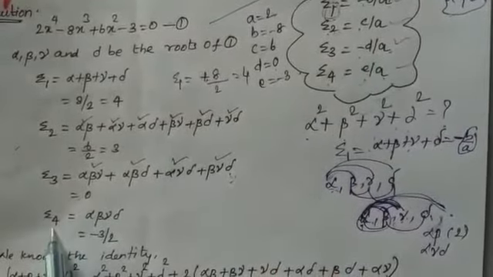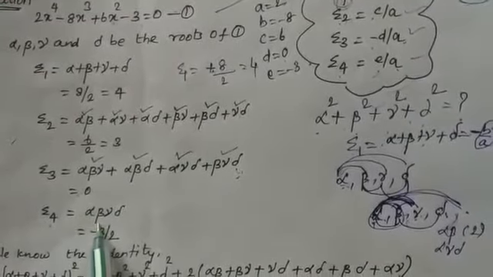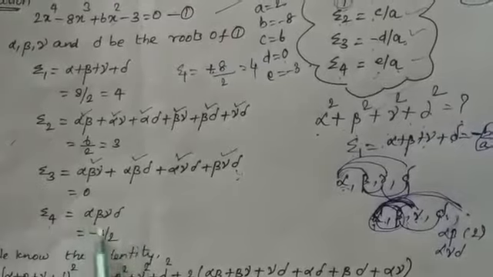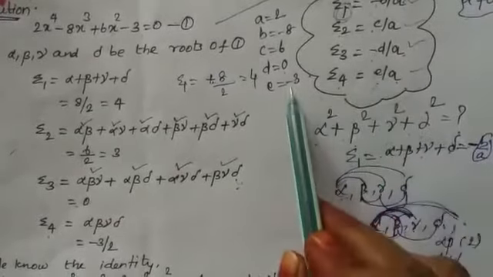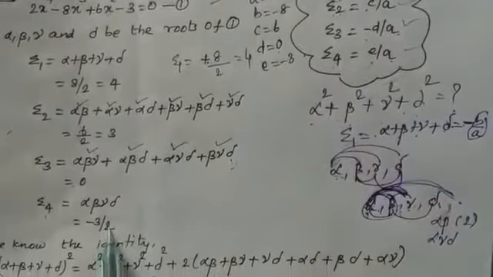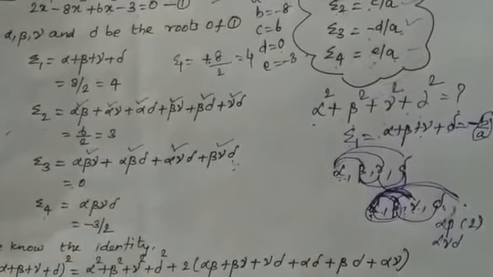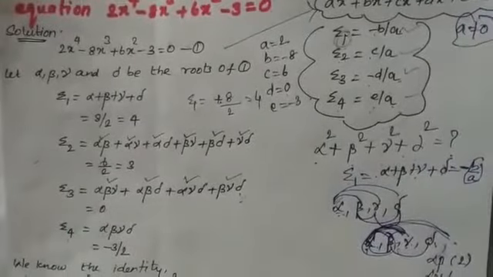So sigma 4, or summation 4. What is summation 4? By taking 4 roots at a time, you are going to add everything, that is nothing but everything will be multiplied: alpha, beta, gamma, delta. What is sigma 4? It is e by a. What is e? Minus 3. So minus 3 by what is a? 2. So I am concluding the answer is minus 3 by 2. So all the 4 possibilities we have completed now: sigma 1, sigma 2, sigma 3 and sigma 4.